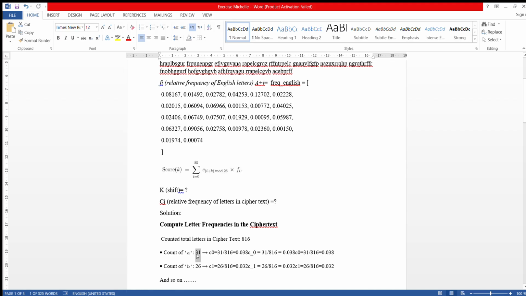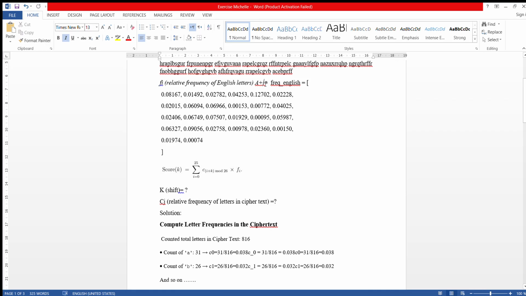So this is C0, the first letter, where 0 represents A, because here we have A plus i, which means the position of the letter. If we write A plus 0, then at position 0 you have the letter A. If i becomes 1, A plus 1 means one position further than A, so you will get B.